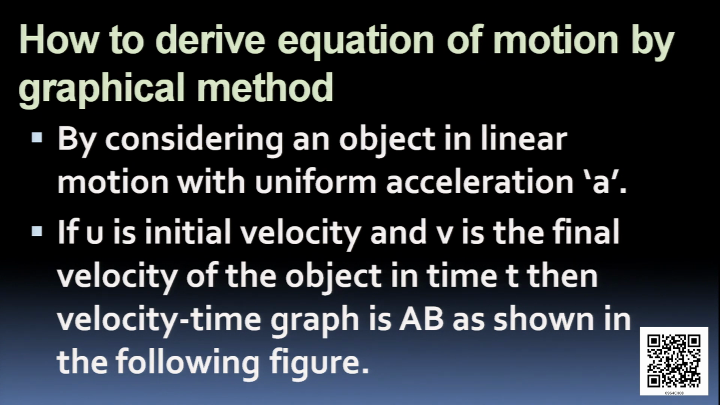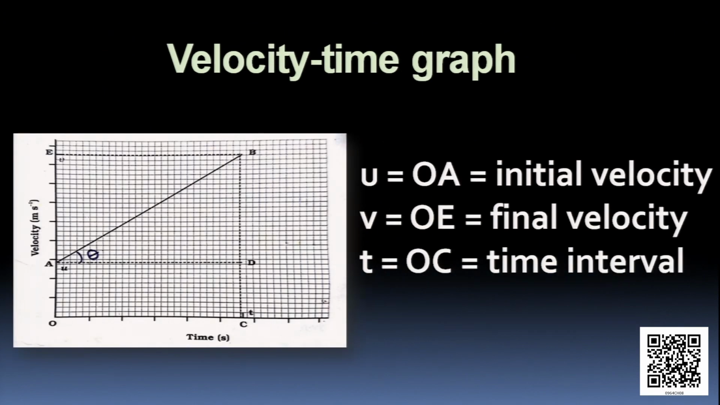If u is the initial velocity of the object, v is the final velocity of the object in time t, then the nature of the velocity time graph AB is shown in this figure. See the velocity time graph. I have already explained this particular graph. So here, u is the initial velocity. It is equal to OA, because that is given on the y-axis. So OA is equal to u.